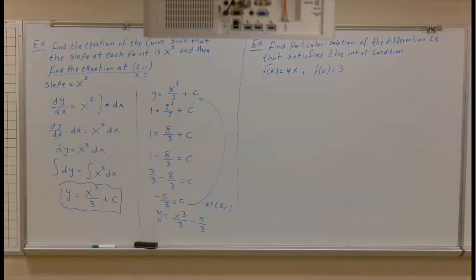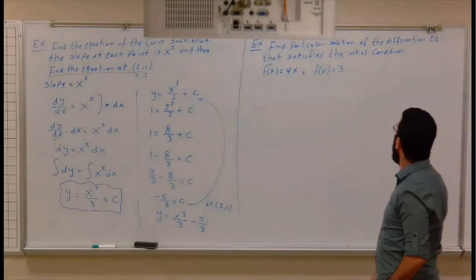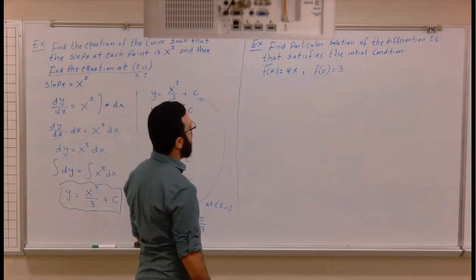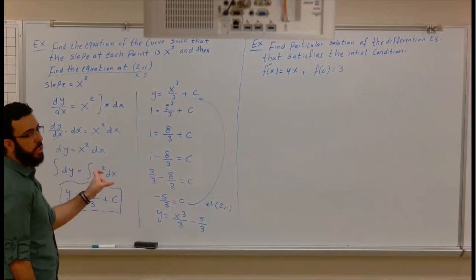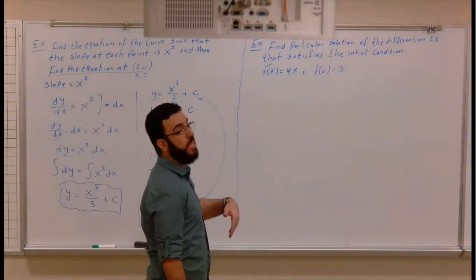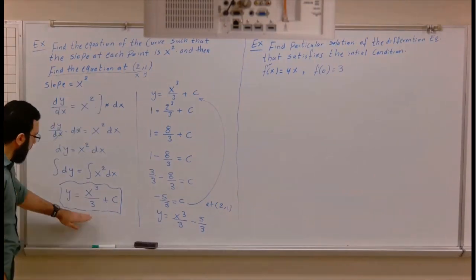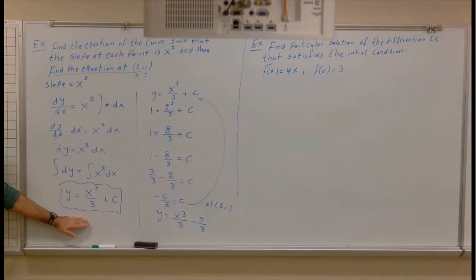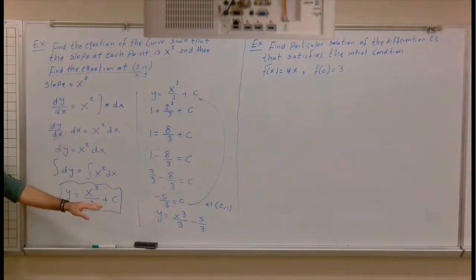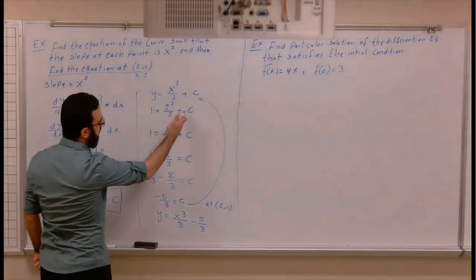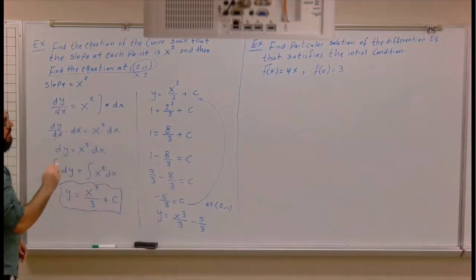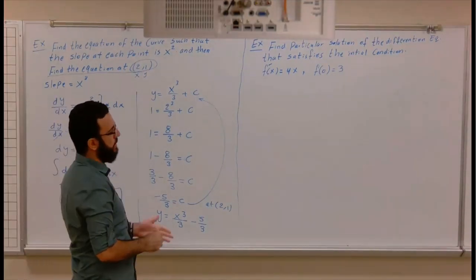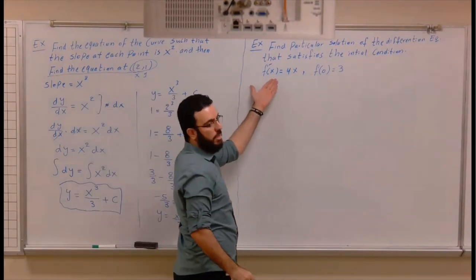Find the particular solution of the differential equation that satisfies the initial condition. That means a particular solution with this initial condition. The first thing we want is the general solution. This one is a general solution: when you keep the c, it's a general solution for the curve at any point. But this is a particular solution because we used this point. We're going to do the same thing here, but they give you a different initial condition, and there is no slope, because here is the derivative.